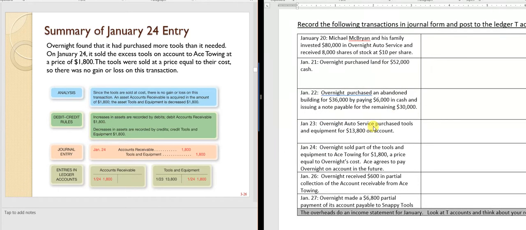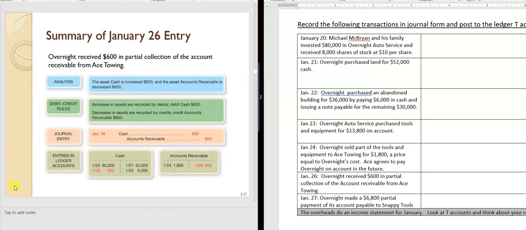Next one. Notice these transactions should be familiar. They're just kind of like chapter 2. I sold my tools of $1,800 because I bought too many. So my tools and equipment, which is my asset, is going down, and my accounts receivable is going up because I have a promise of a future benefit. I'm going to receive something in the future. So I debit accounts receivable since it's an asset, and I credit tools and equipment, and then I go down and post them.